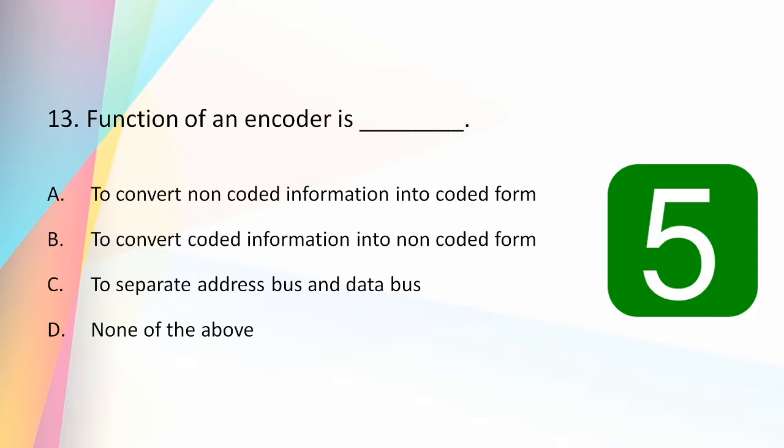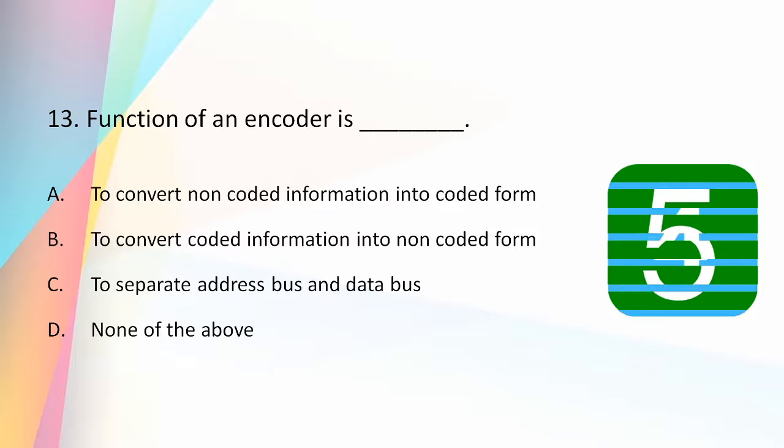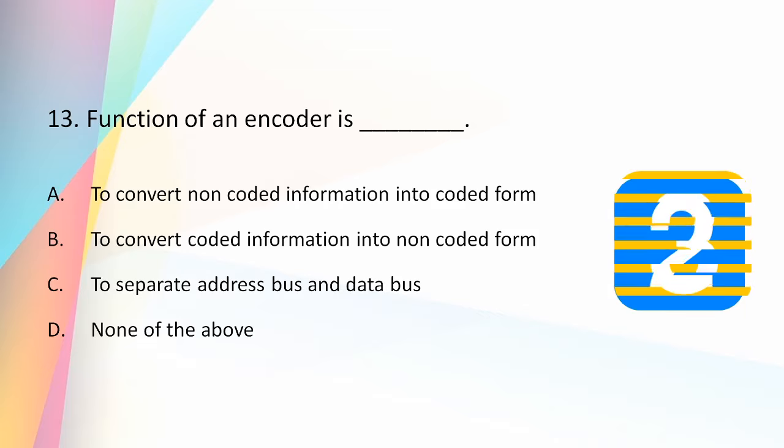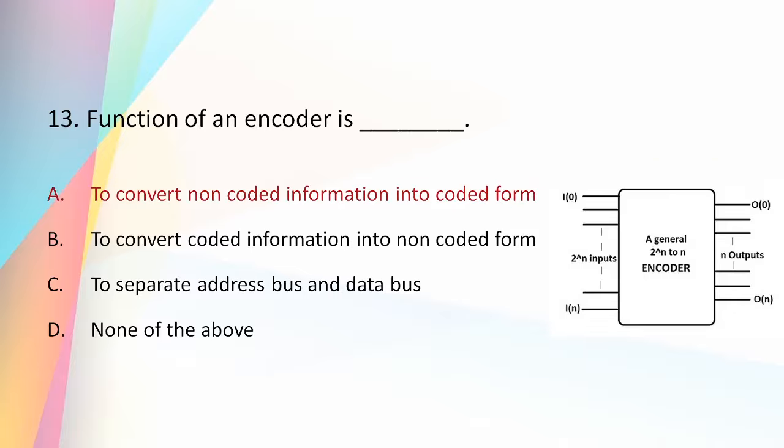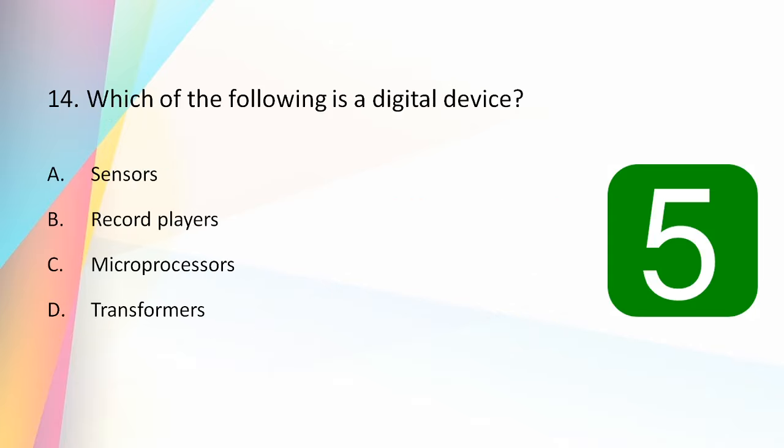Function of an encoder is to convert non-coded information into coded form, to convert coded information into non-coded form, to separate address bus and data bus, none of the above. And here you go. And the answer is to convert non-coded information into a coded form. We use encoders.